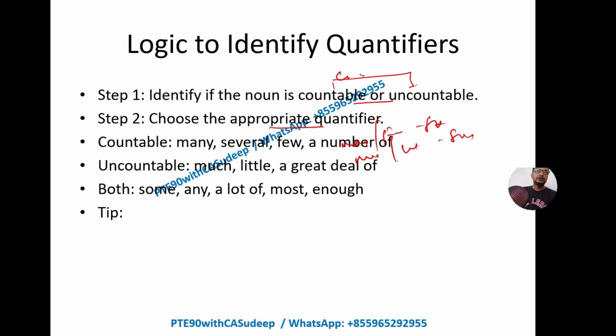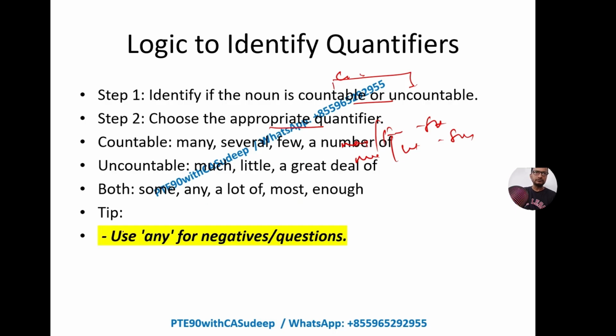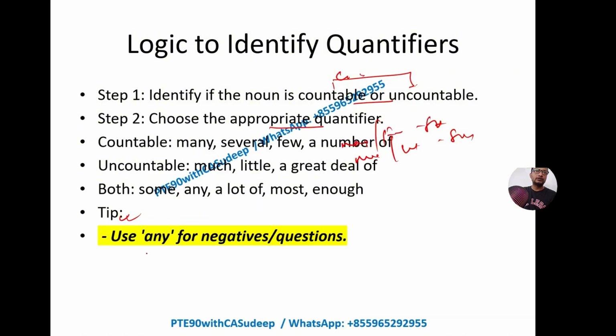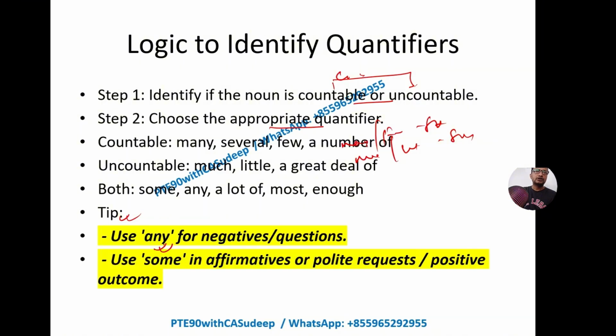Okay, so now another thing is the use of any and some. You can use any if there is a negative, or if the answer you expect to be negative. For example, "I don't have any sugar," right? If you say that you don't have any sugar here, then in that context you will say "I don't have any sugar." You will not say "I don't have some sugar."